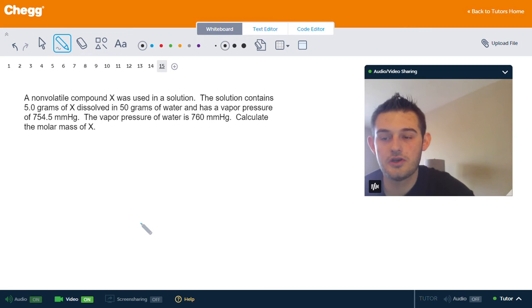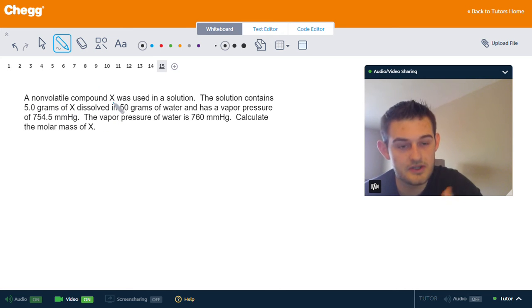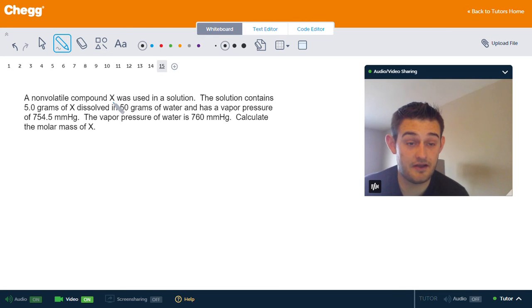Okay. So basically in this problem we have a non-volatile compound X. Because it's non-volatile, it's not going to be contributing to the total vapor pressure. If I wanted to make this problem more difficult, I would say it is a volatile compound with a certain vapor pressure, and that would definitely make this problem a little more difficult. But to keep it simple, we're going to say it's a non-volatile compound.